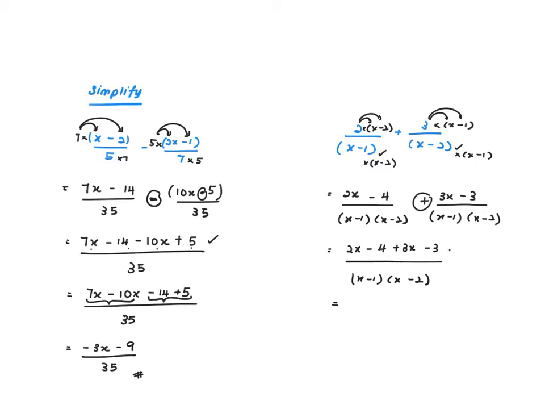Again, our numerator we can always simplify because there are like terms. So let's rearrange all the like terms together, following alphabetical order and then the numerical at the end. So 2x plus 3x, and that will be 5x. And then negative 4 minus 3 is negative 7. And then over x minus 1 and x minus 2. And that's it. That's our answer.